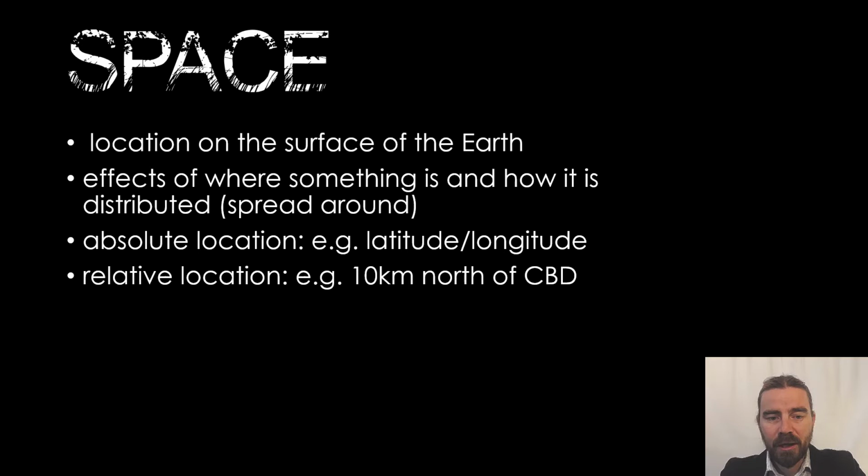So absolute location for a school could be 15 degrees south, 13 degrees west. That's a latitude or longitude GPS coordinate that you can put into Google Maps. Or it could be relative location. It's 10 kilometers north of the CBD. It's 5 kilometers west of John's house. Whatever.